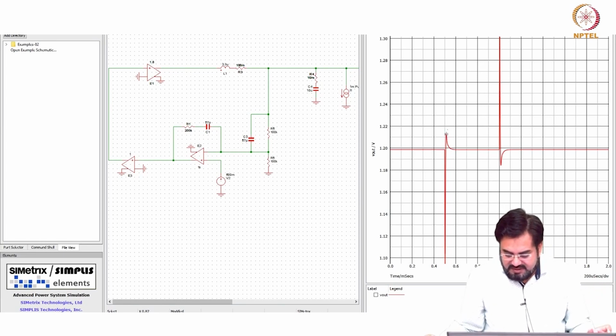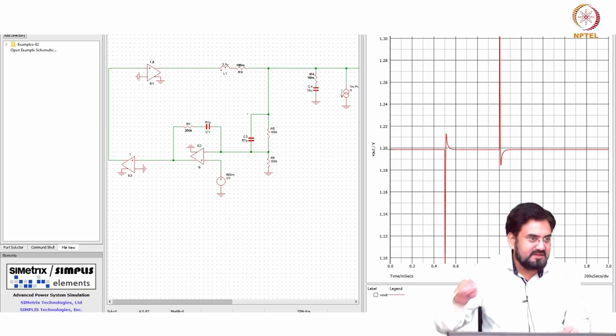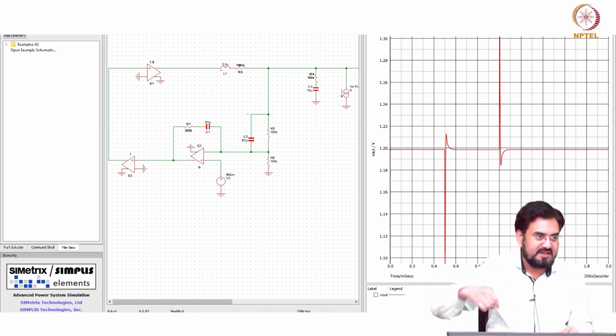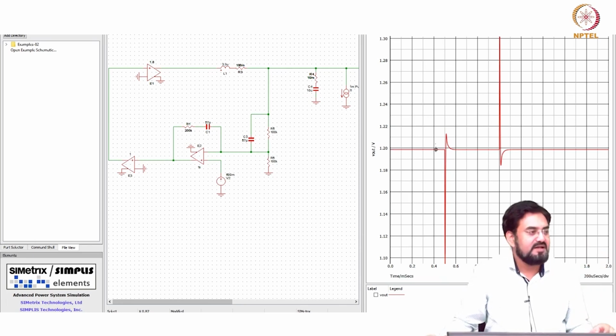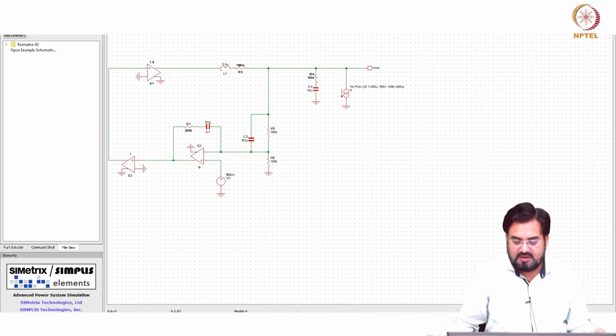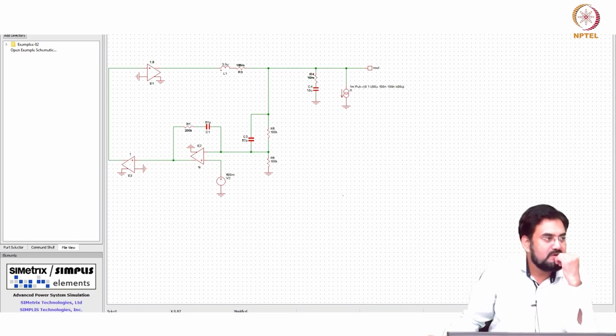So you get a little, like you see here, peaking and then undershoot. So this is mostly coming because of, if you remember, around resonance you have that peaking. If you reduce that peaking, then you can get a better response. So how can you reduce that peaking? Reduce the Q.